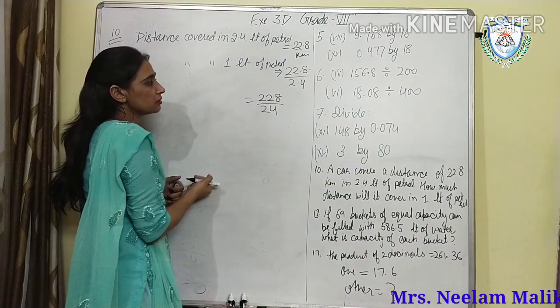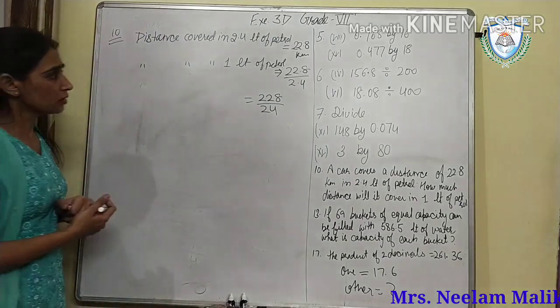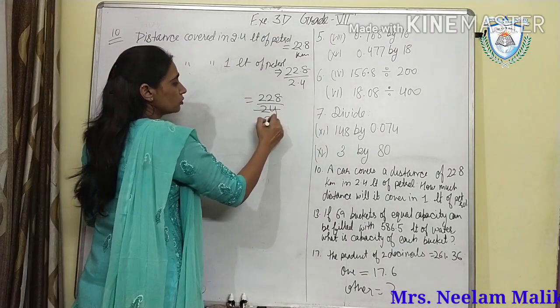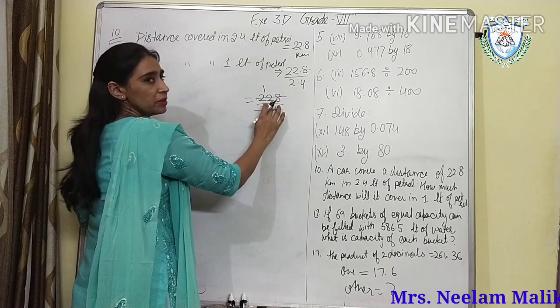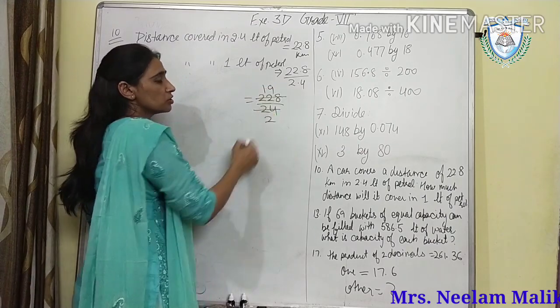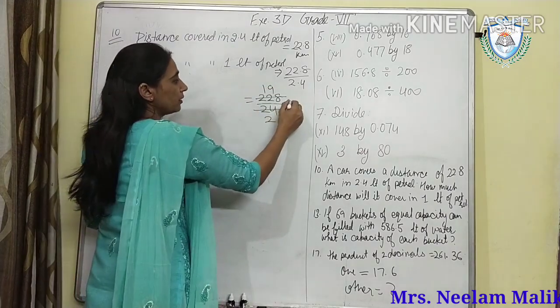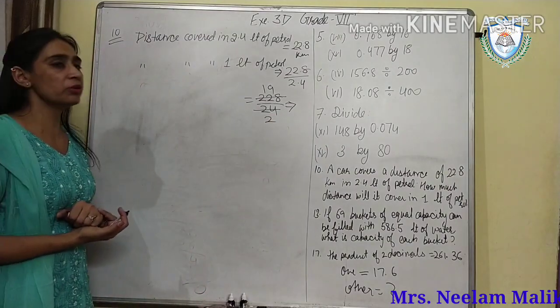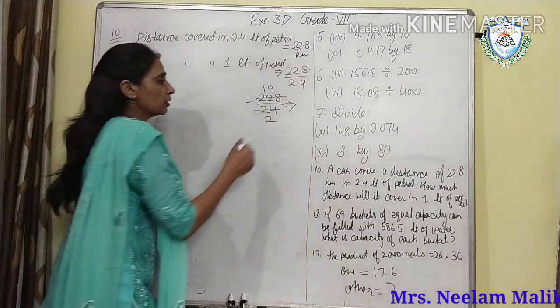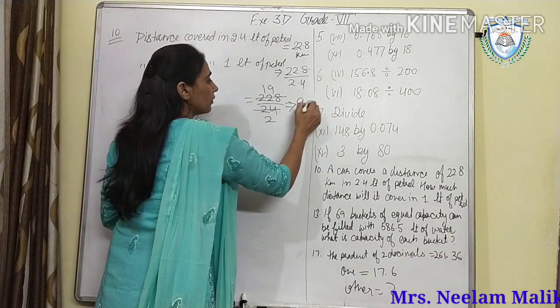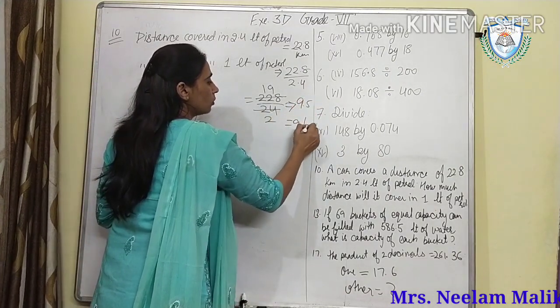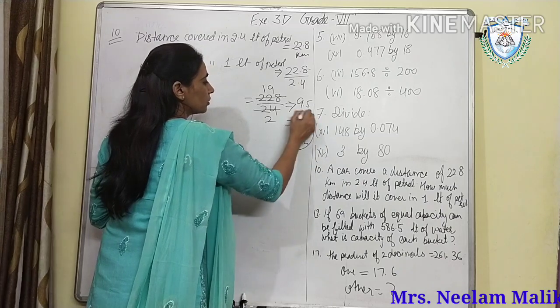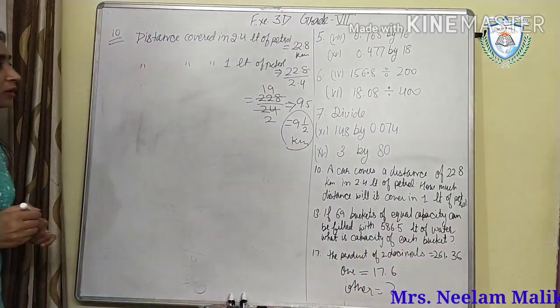Now you can cut this. This is going on 12 also. 12 twos are 24, 12 ones are 12, then 10, 108, 12 nines are 108. So now 19 upon 2 means half of 19. What will that be? 9.5, or you can say 9 and 1 upon 2 kilometers. This is your answer.